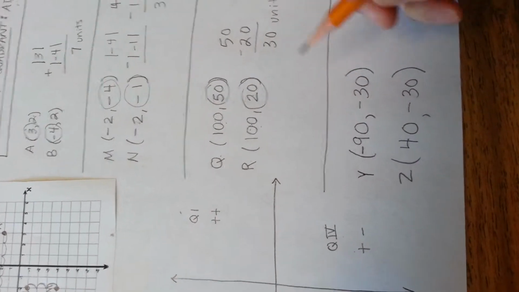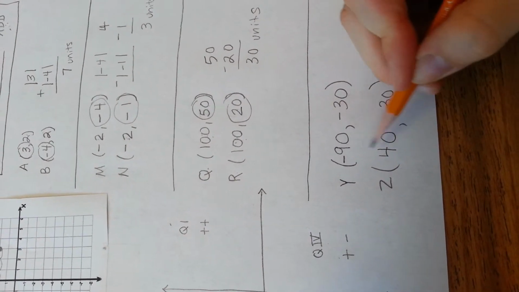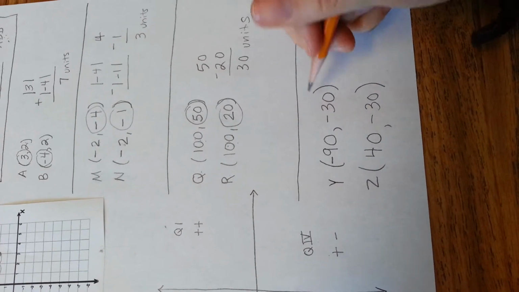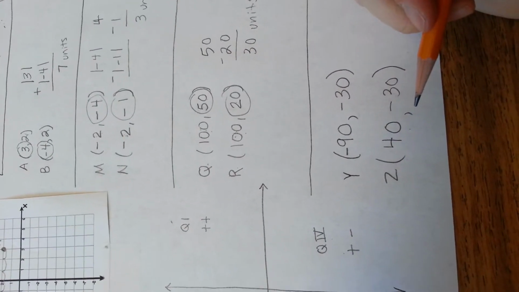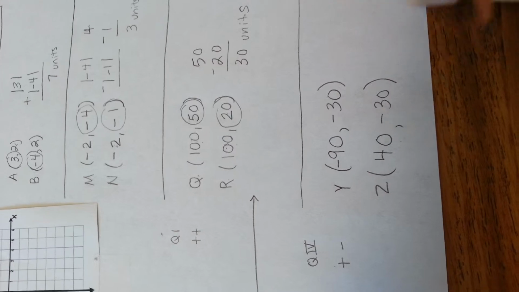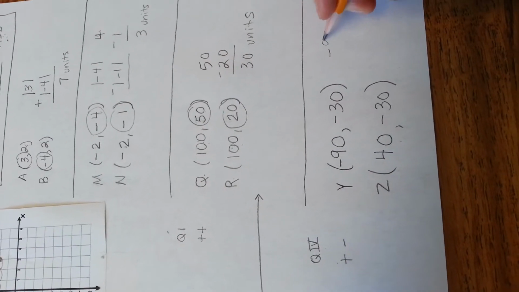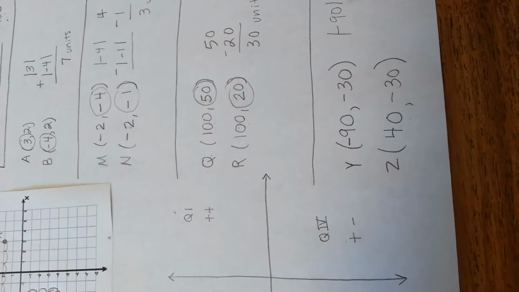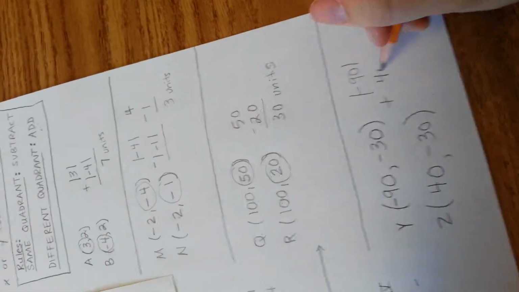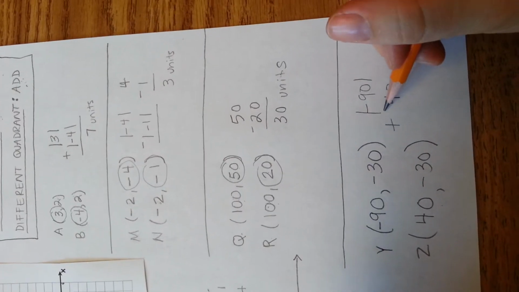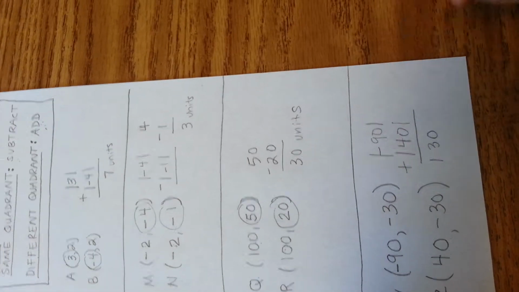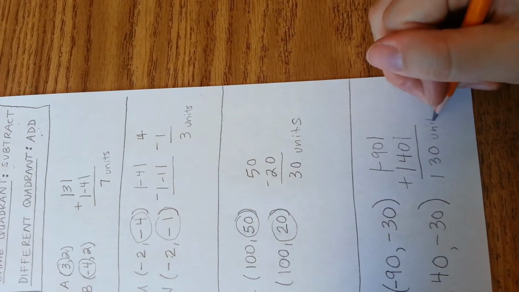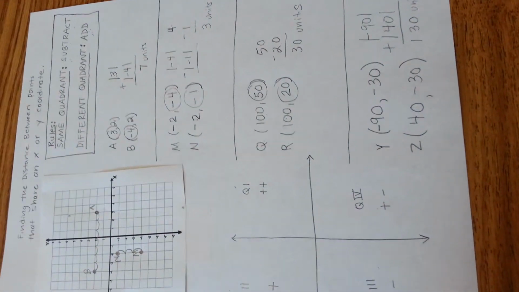Okay, so will I use the negative 30 or the x values? Not the negative 30 because that's the shared coordinate. Instead, I'm going to use the 90 and the 40. Remember, distance is always in absolute values. Okay, so positive 90 plus a positive 40 gives me positive 130 units apart.